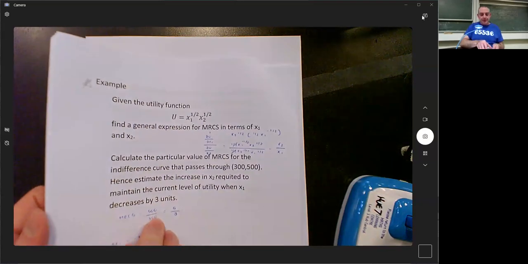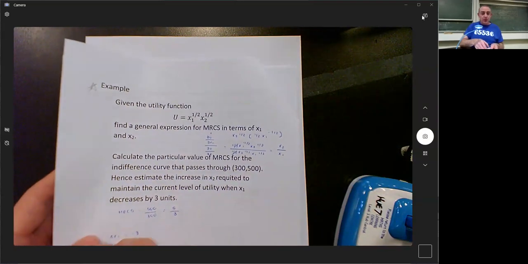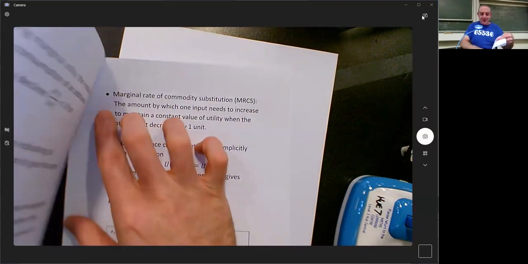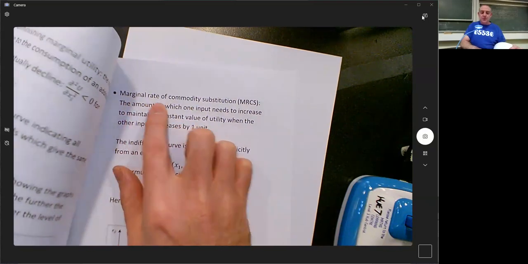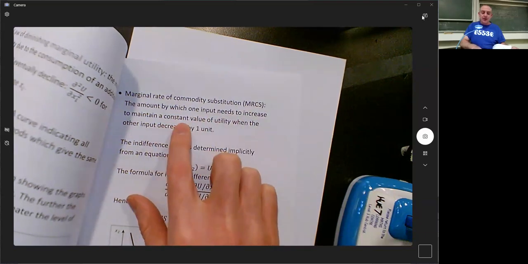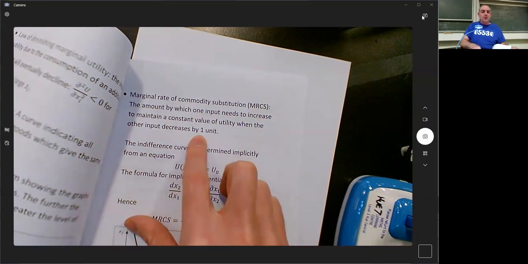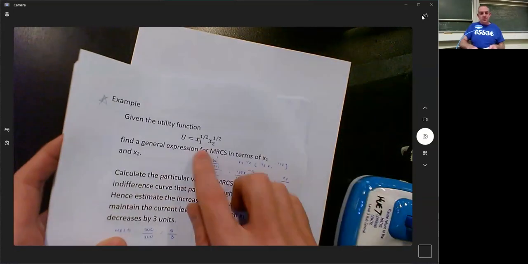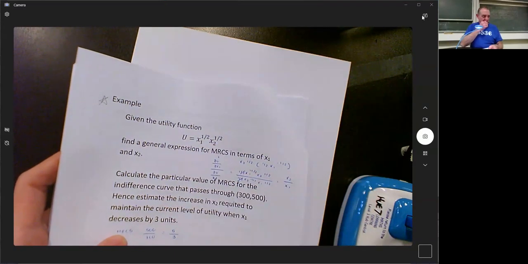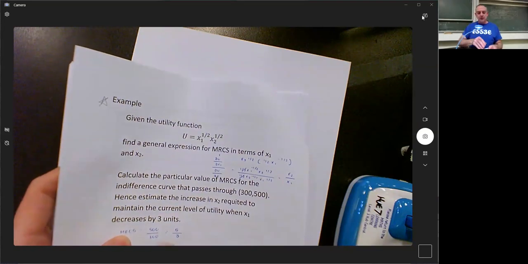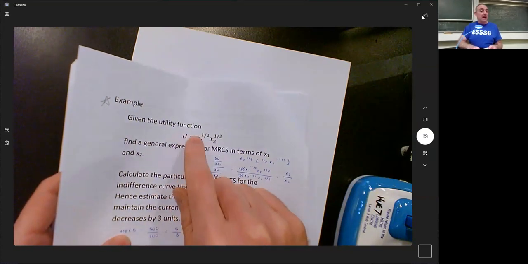Oh, okay, cool, there's a lot going on there. The first thing we want to know is what MRCS stands for, and we already looked at the previous page, those of us who are here, and said that MRCS is the marginal rate of commodity substitution, the amount by which one input needs to increase to maintain constant value of utility when the other input decreases by 1 unit. There are these two goods, x1 and x2, is how many of each of them there is. And when the utility stays the same, that's called an indifference curve.